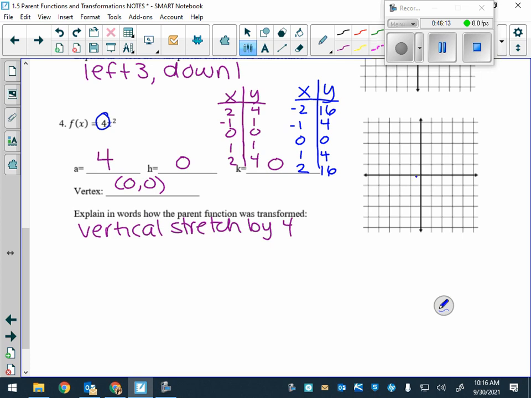So this graph, and we can only see these 3 points. Okay? Any questions? All right. Guys, awesome.